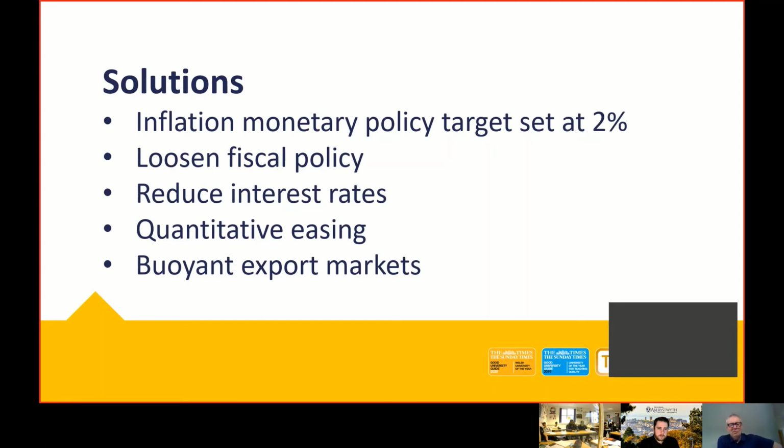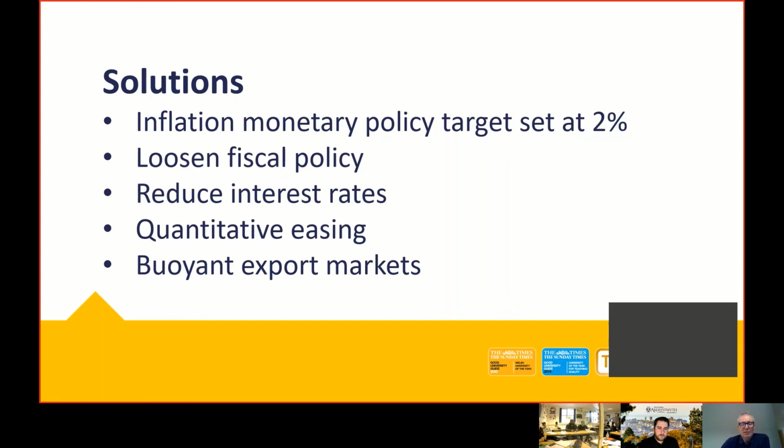Looking at then some monetary policy could be reduce interest rates, but interest rates are already at record low levels at 0.1%. The government in the UK has turned to quantitative easing, which involves the Bank of England electronically creating money and then buying corporate bonds, which creates an income for businesses which they may decide to spend or to invest. And then one of the ways out of deflation, which helped countries like Japan, is to have buoyant export markets. So your export markets may help pull you out of a deflationary situation.